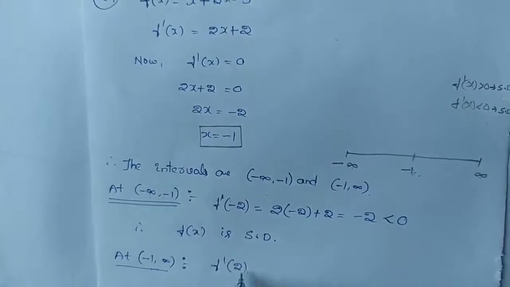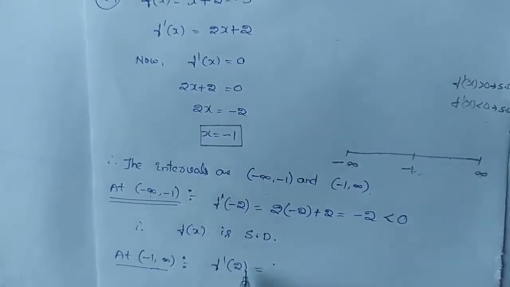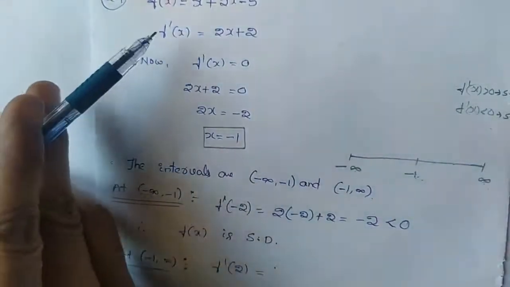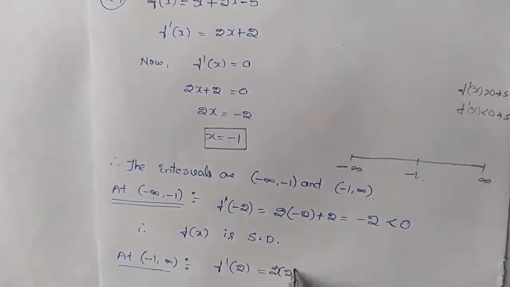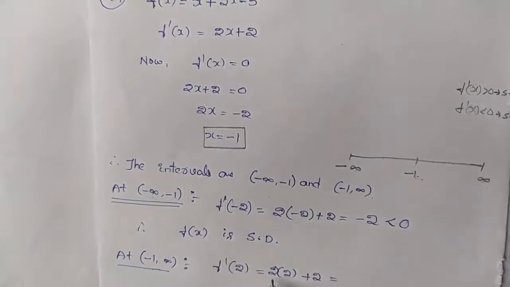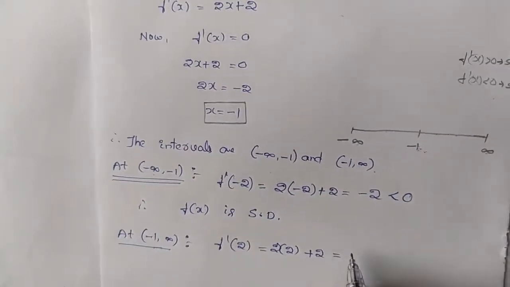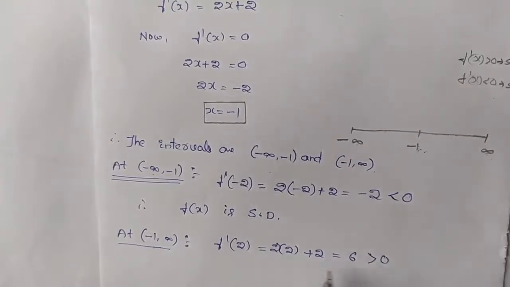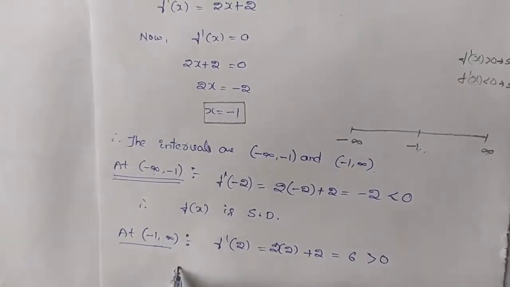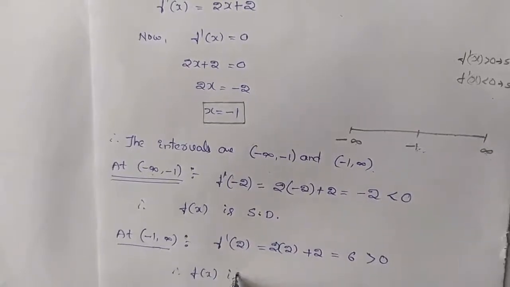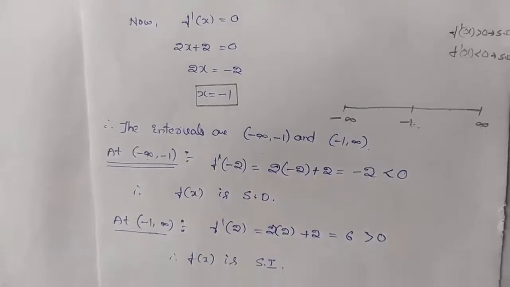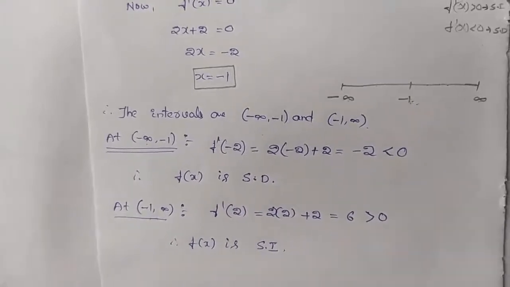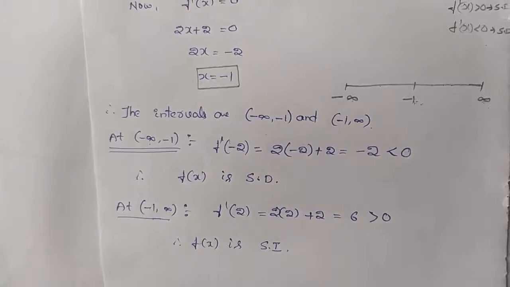f dash of 2: substitute this 2 in f dash of x. So f dash of 2 is 2 into 2 plus 2, that is 4 plus 2, which is 6. Yes, it is greater than 0. f dash of x is greater than 0. Therefore, f of x is strictly increasing in the interval minus 1 to infinity. Hence, this is the solution for this 29th question.